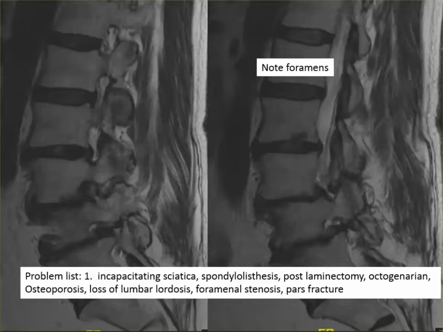You've got to open up those foramens really widely, and then why do you have to fuse it? Yeah, so there's no way this is going to work without a fusion, and it has to be instrumented too, because once you open that thing up widely, it's going to want to collapse again. So you have to instrument it to keep everything still and open.